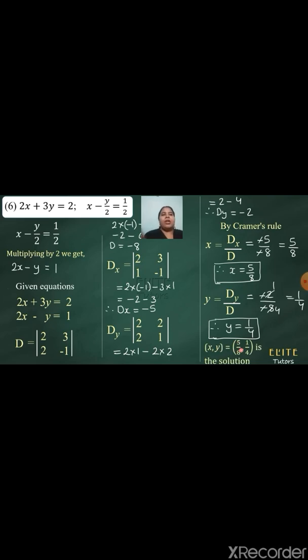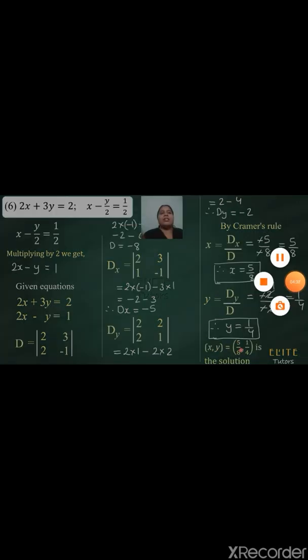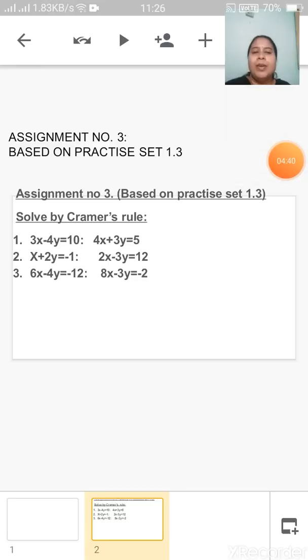Now we come to the last part of the session, that is assignment number 3. Now it is based on practice set 1.3. As you know, it is not possible to solve each and every sum here. So I have collected a few very easy sums from the practice set 1.3 which are related to whatever I have taught you today. I really request you to be sincere and solve all these sums so that the concept is clearly understood by you.